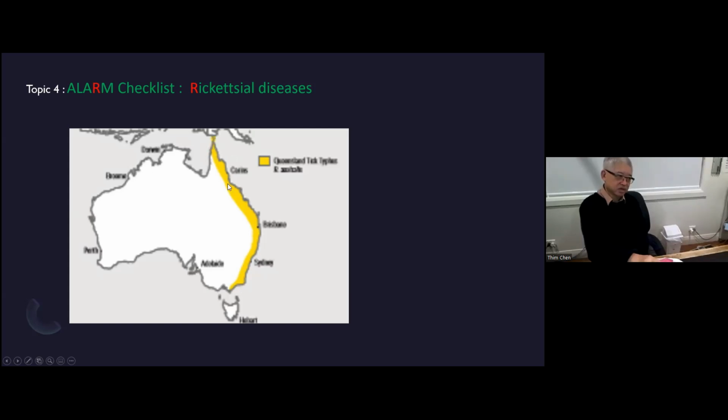You can see the big strip here. Also, they call it Queensland tick typhus. But along the strips here, if there's a tick bite, there's a chance that you can get Australian tick typhus or Rickettsia australis.